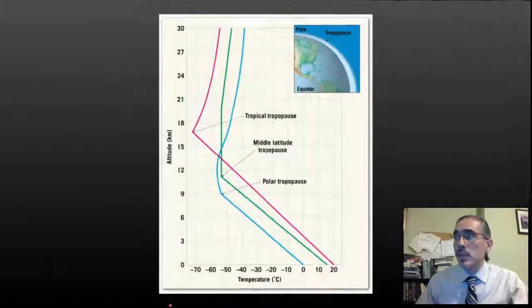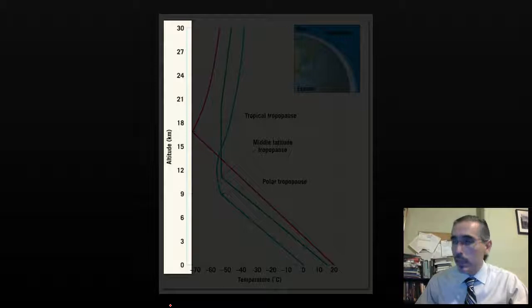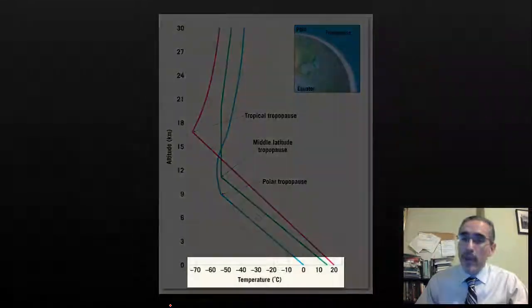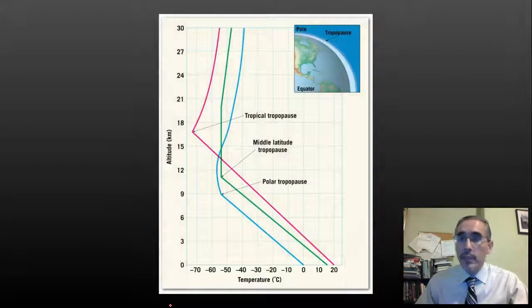This graph shows the altitude of the tropopause in different regions of the Earth, as well as how temperature decreases with altitude in those different regions. The vertical or y-axis shows altitude in kilometers. The horizontal or x-axis shows temperature in Celsius. Each colored line represents a different region. For example, the green line represents the atmosphere above the middle latitudes, which definitely includes Massachusetts, but actually includes an area of the continental U.S.